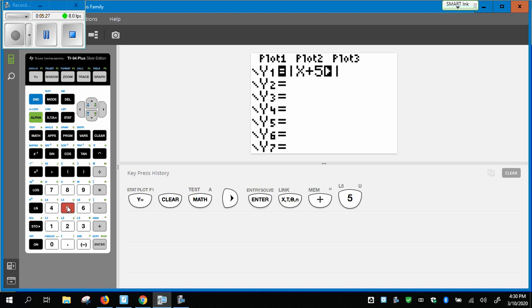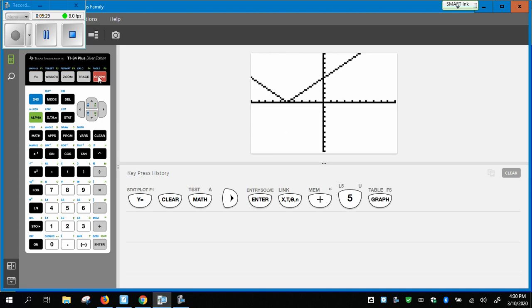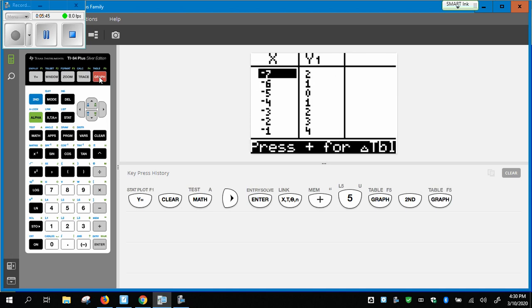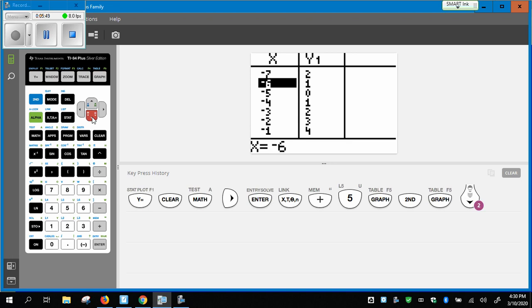And just to quickly see what the graph is, I'm going to press the graph button, and you can see that there's a V shape to this graph. Now, to help me know where this V is, that's the important part. Once you know where that V is, then the patterns will be the same. So that I can graph this accurately, I'm going to go to my table, which is second and then graph. And as you scroll down these numbers, you will notice that the numbers keep getting smaller until 0. And then they start going up again.